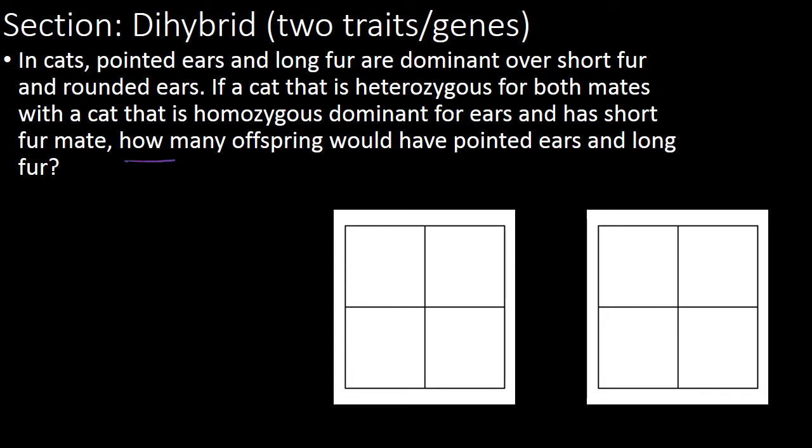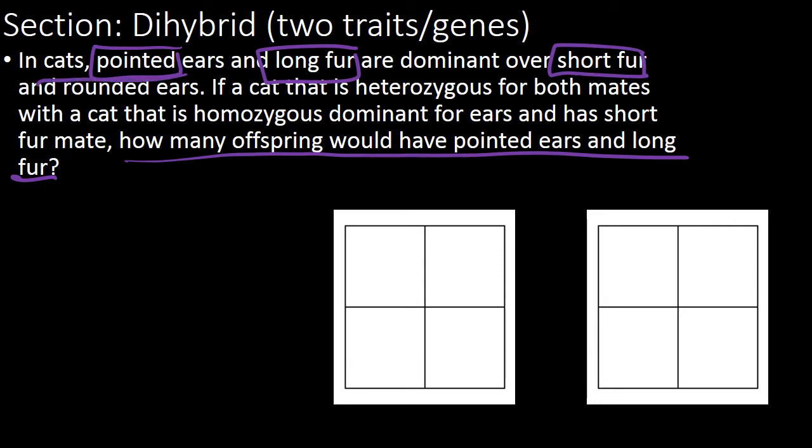So first, underline my question. Box my traits. Pointed, long, short, round. Box in what my parents are. My first parent is heterozygous for both, and he mates with a cat that is homozygous dominant for ears, short fur. Write my letters down.